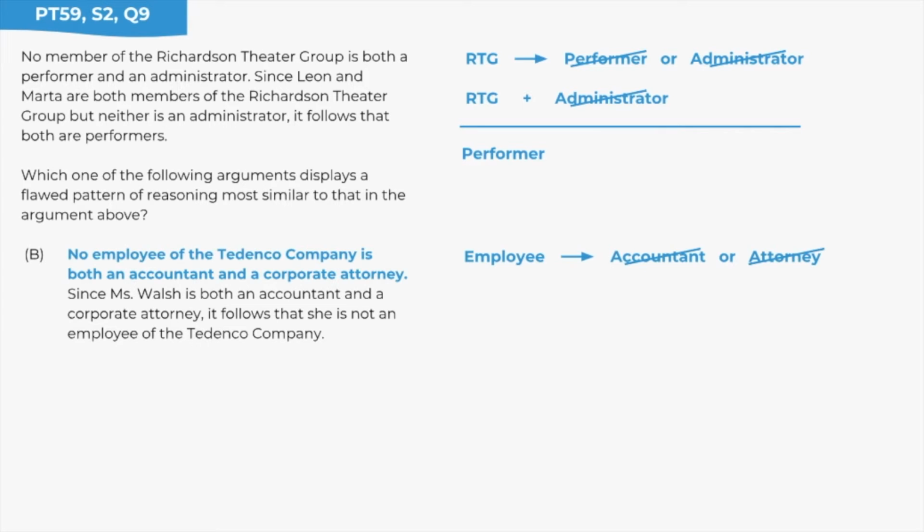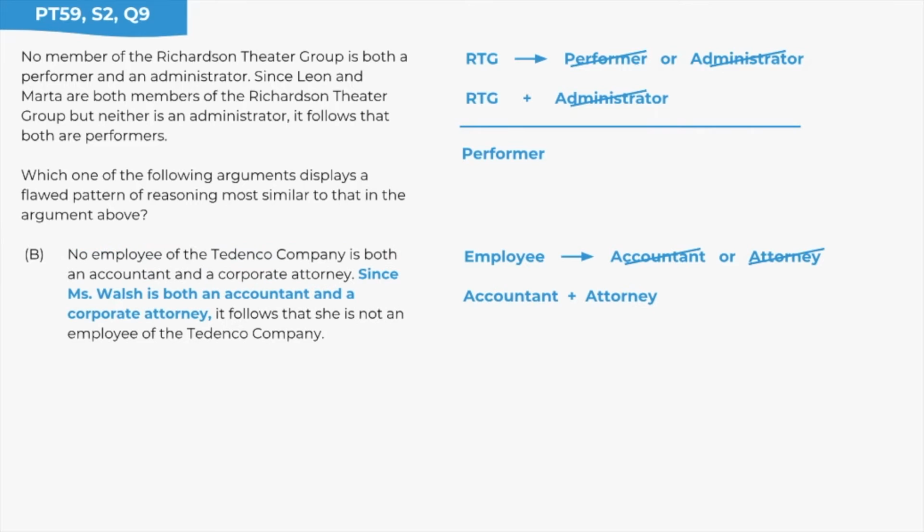It tells us that no employee of the Tedesco company is both an accountant and a corporate attorney. So if you're an employee, then you're not an accountant or you're not an attorney because you can't be both. And this matches pretty good with the stimulus. So let's see what else they give us. Then it goes on to tell us that Miss Walsh is both an accountant and a corporate attorney. This may have a problem, though.